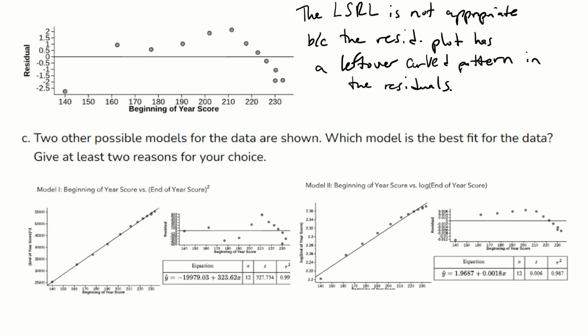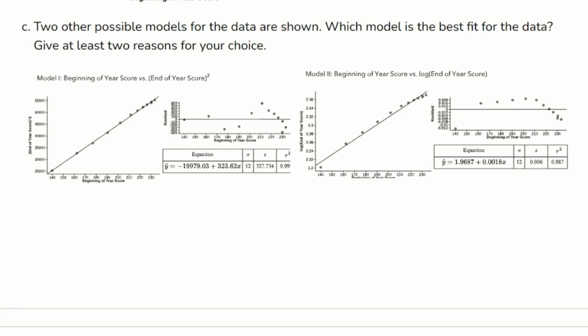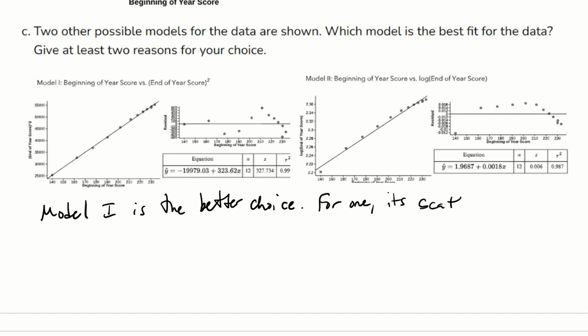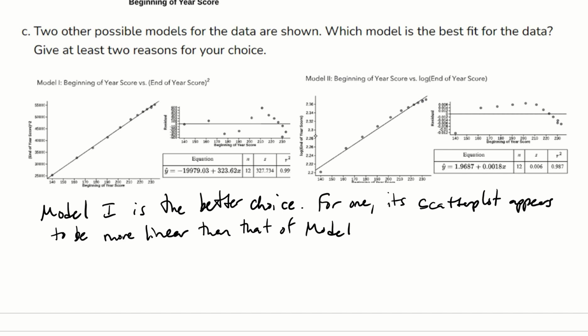So it can't be linear. It appears to be better than model 2. All right, so we're going to say model 1 is the better choice. For model 1, its scatter plot appears to be more linear than that of model 2.